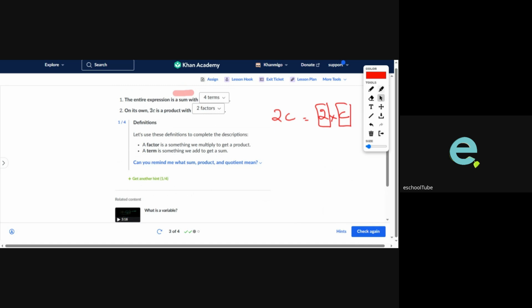देखो इसमें समझा है. A factor is something which we multiply to get a product. A term is something we add to get a sum.